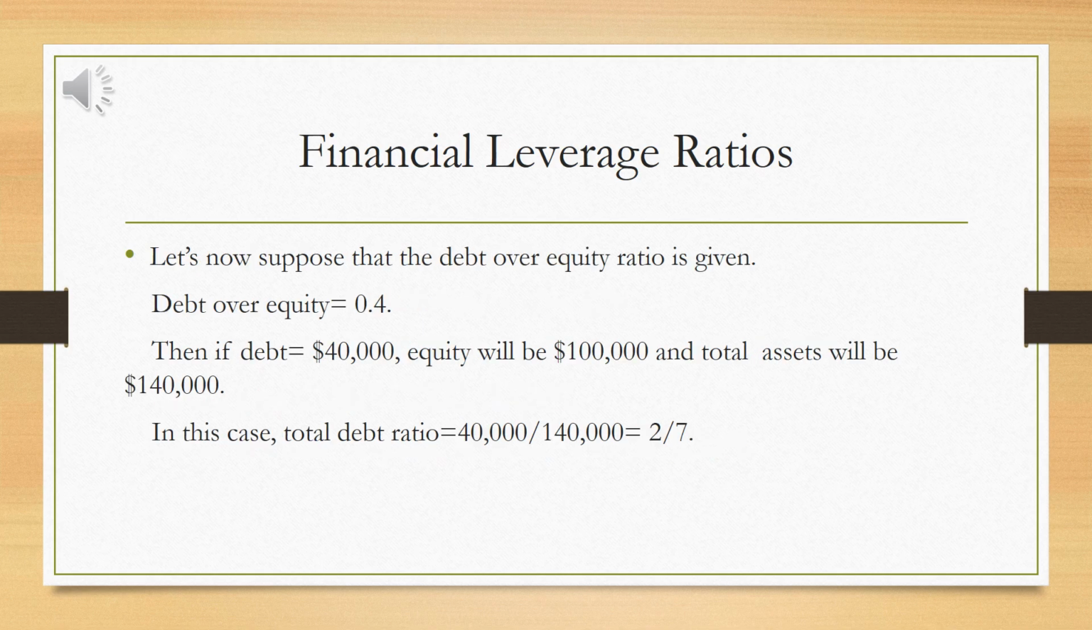Let's now suppose that the debt over equity ratio is given. Debt over equity equals 0.4. Then, if debt is 40,000, equity will be 100,000, and the total asset, which is total debt plus total equity, will be 140,000. In this case, total debt ratio equals 40,000 over 140,000, which is 2 over 7.